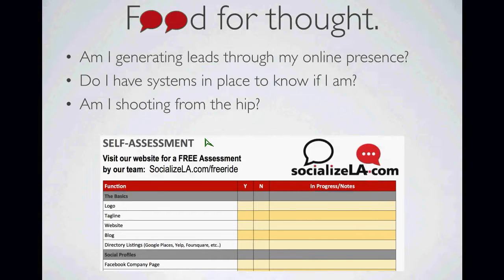If you can't say yes to number one, then chances are that you need some revamping and some tweaking in what you're doing. And this right here is a self-assessment. It's just the very top portion to get you started. And I can actually email this to you, so if you need it, you can connect with us, connect@socializela.com, and I'll send you the link. But basically, it's a checklist of items that you should have set up and moving.